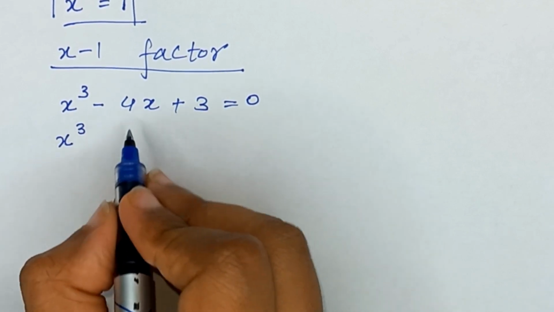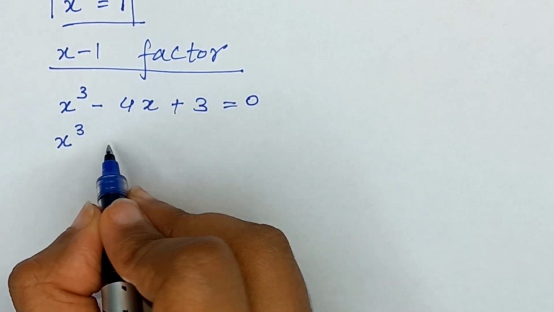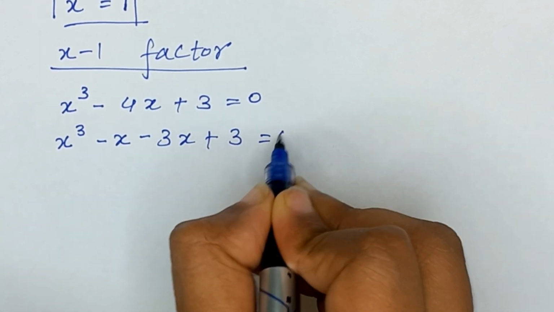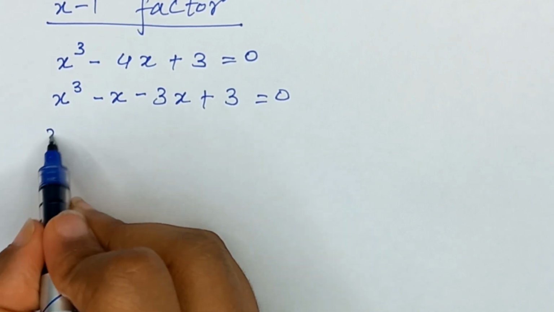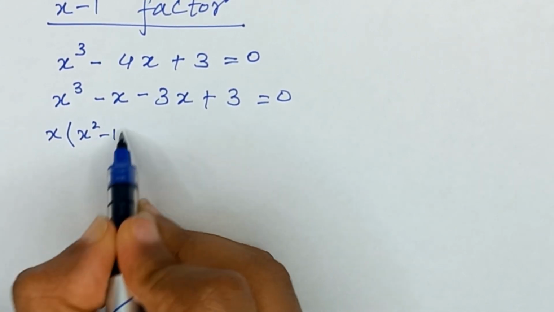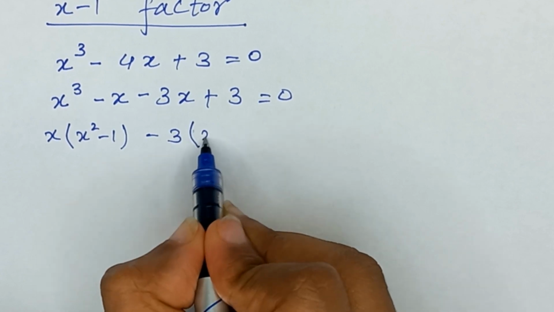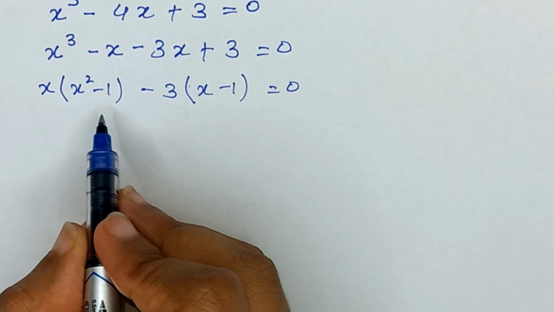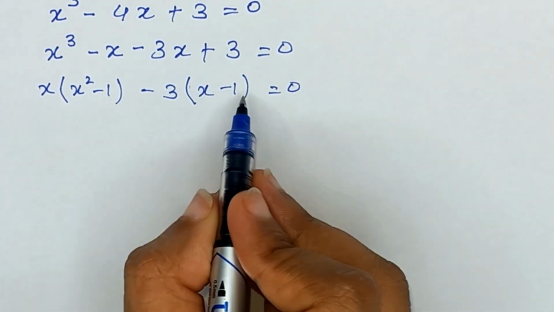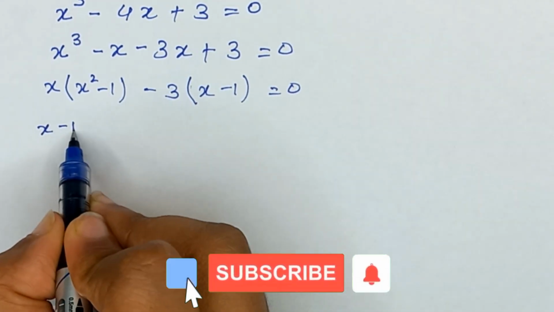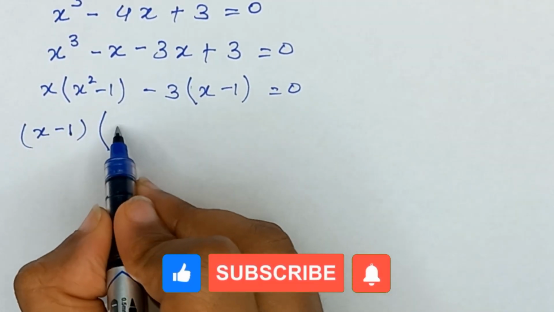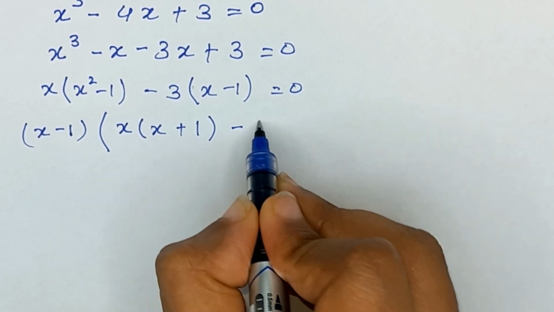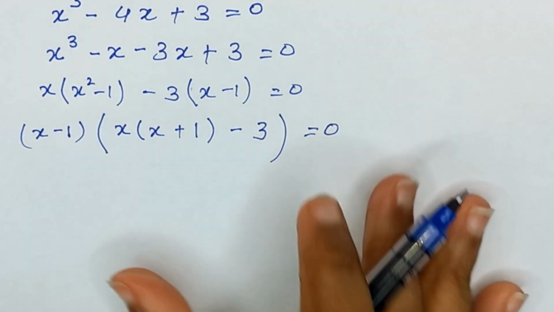So x³ - 4x can be written as x³ - x - 3x + 3, and it will be equal to 0. Now from the first two terms x is common, so it becomes x(x² - 1), and from the last two terms -3 is common, so it is -3(x - 1) and it equals 0. And x² - 1 is the same as (x + 1)(x - 1). So x - 1 is a common factor, and what remains is (x - 1)(x(x + 1) - 3) = 0.